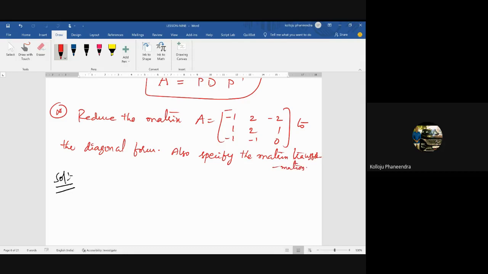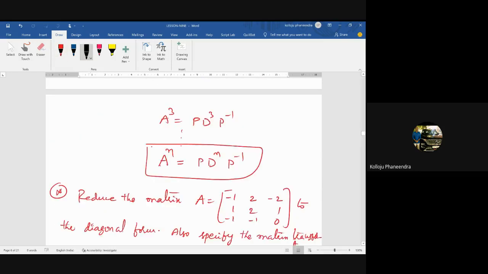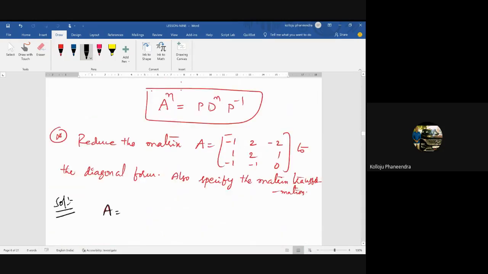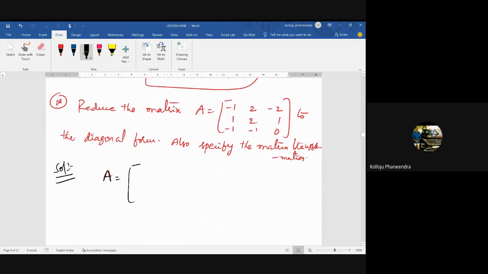Okay, then first thing, what is a matrix A? To reduce it to diagonal form, what do I need? Diagonal form means what? In D, what are the elements? Eigenvalues. So first I have to find the eigenvalues of the given matrix.